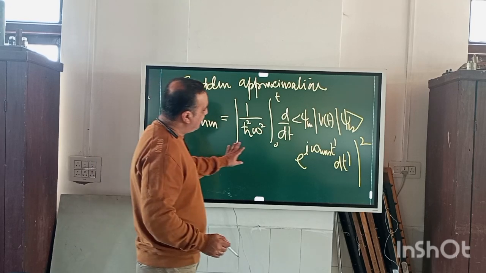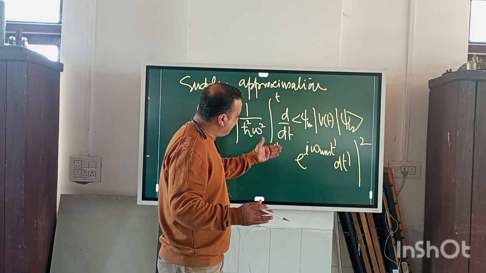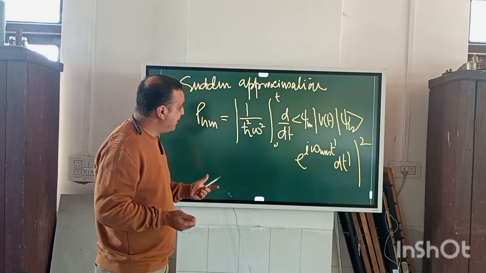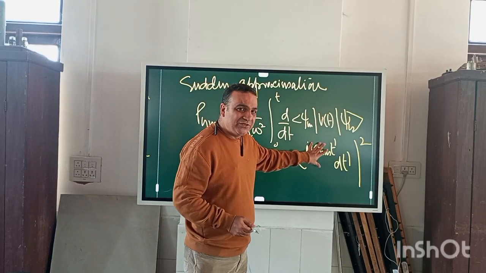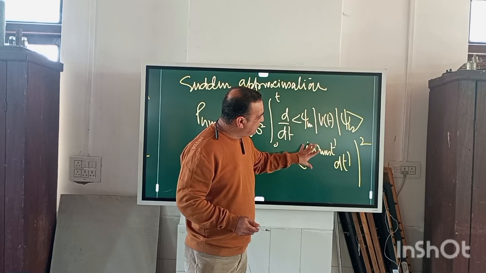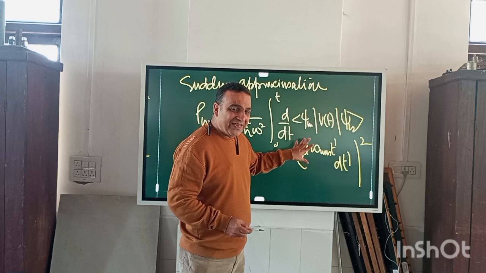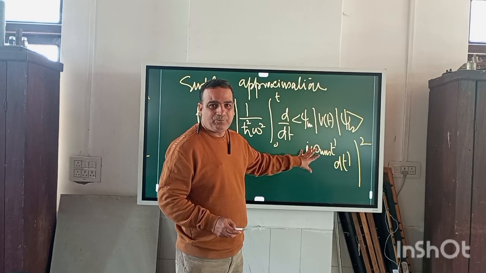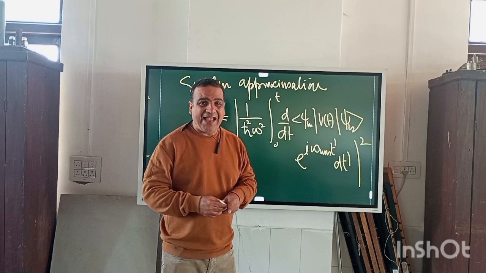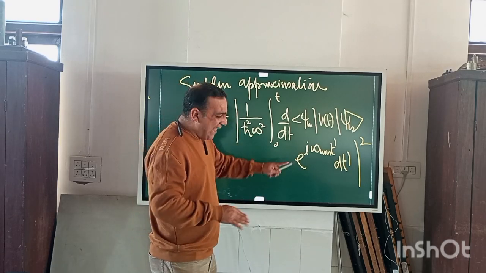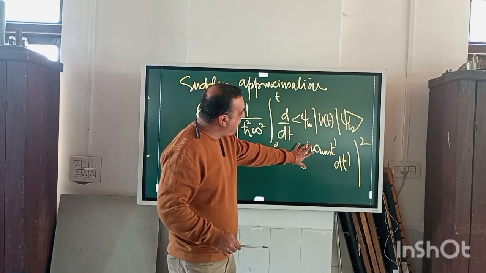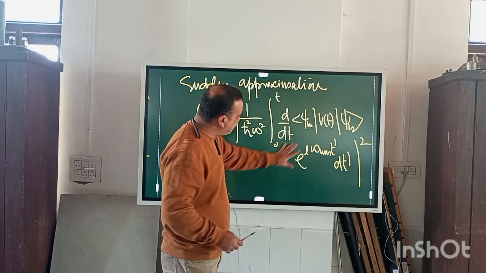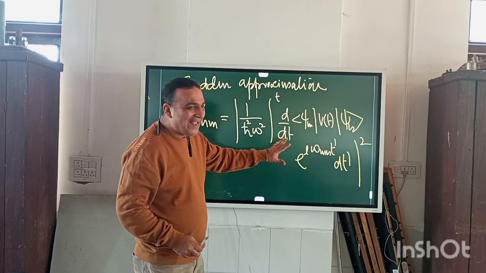Now, if your system has been subjected to a change, but that change is so fast, so sudden, what can we think about this exponential function? This exponential function will not change because of the sudden action. Because the action is taking place so fast, you cannot predict the change in your exponential function. So this exponential function can be treated as a constant.